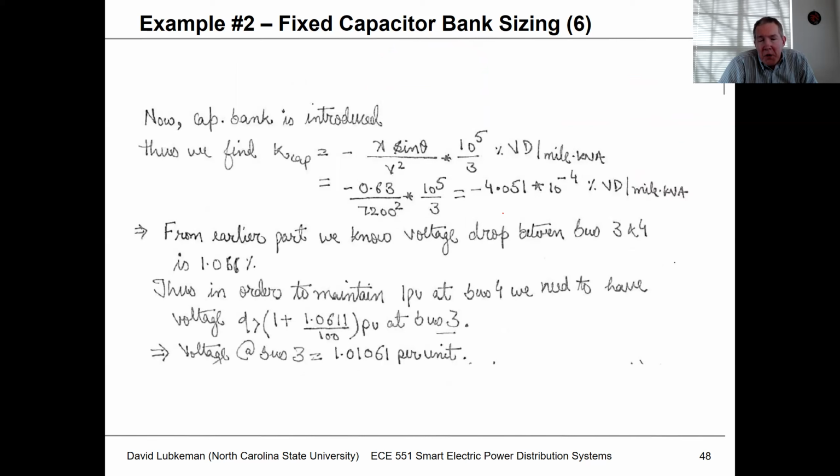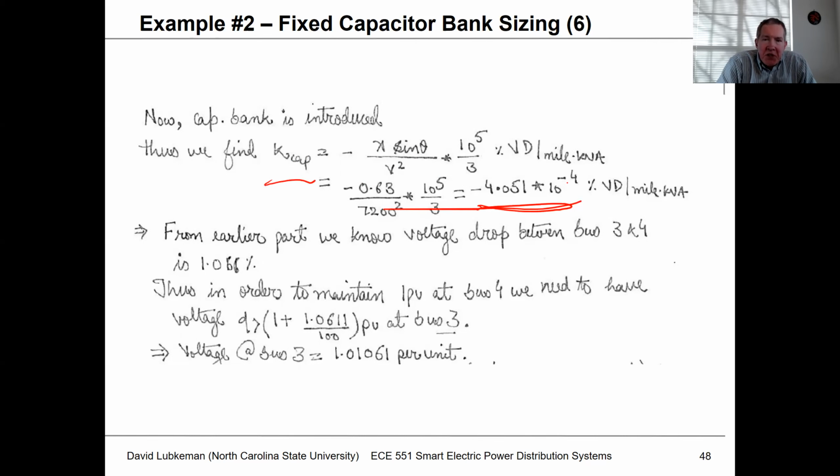Now, what I want to do is get a boost so I get that voltage at the end of the circuit up to 1 per unit, right? And when I put the capacitor into the circuit, I'm going to have a K factor, which is going to be X times the sine of theta divided by voltage squared times 10 to the 5th over 3. Substituting for theta equal to minus 9 degrees, this gives me the K factor for the capacitor.